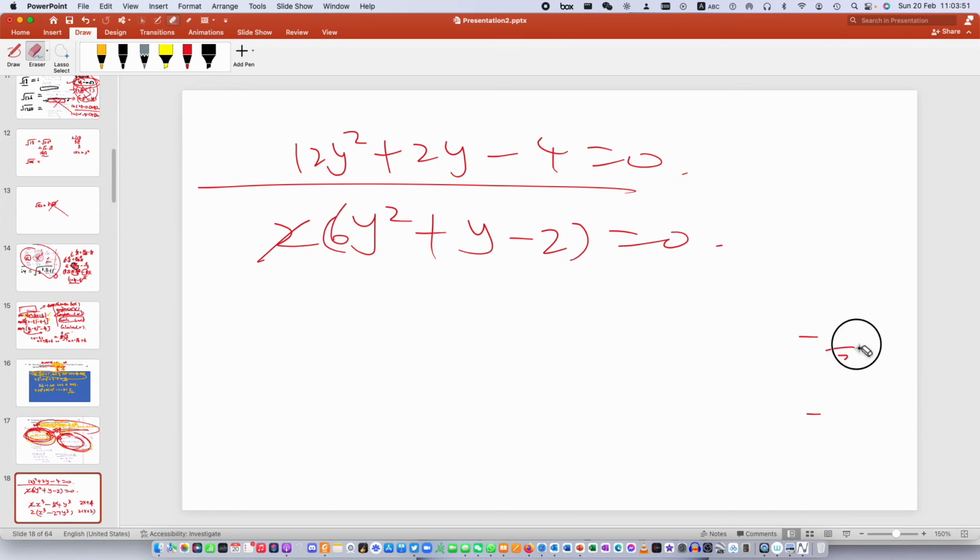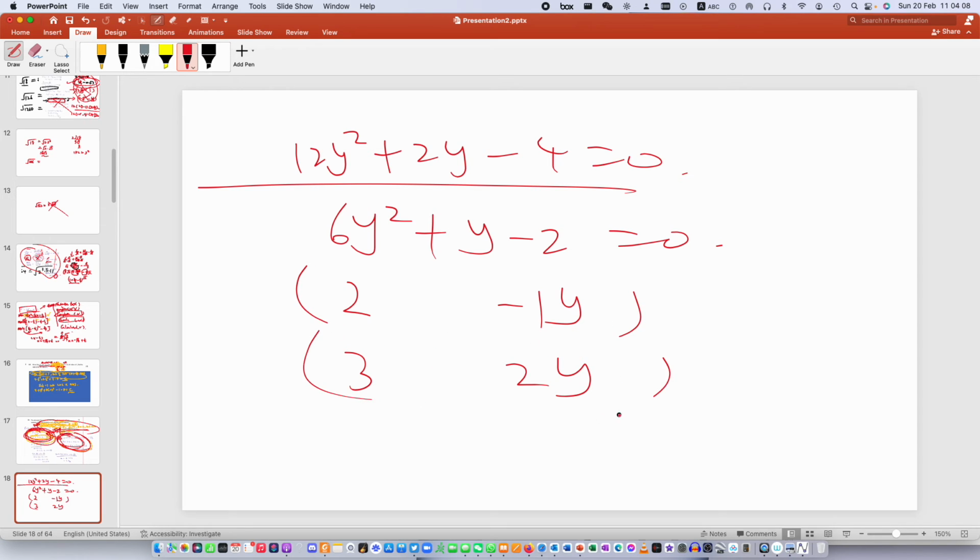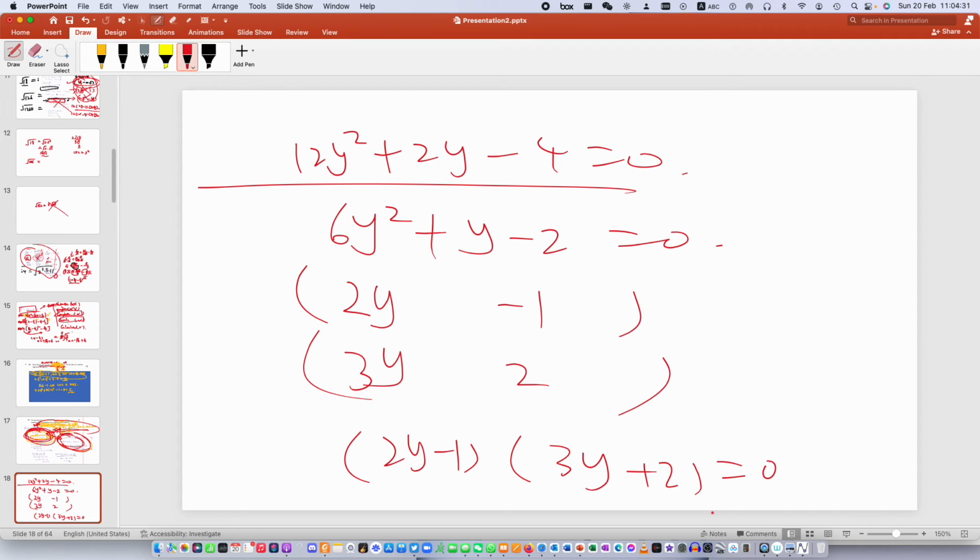So once you take out the 2, you can simplify a little bit. Now with this simplification, you try to use factorization. 2, 3, yeah, it works. This is the answer. Oh, sorry, the y should be here. I'm so sorry. Then you get your y equals half. You get your y equals minus 2/3.